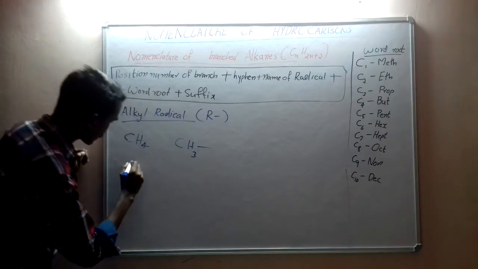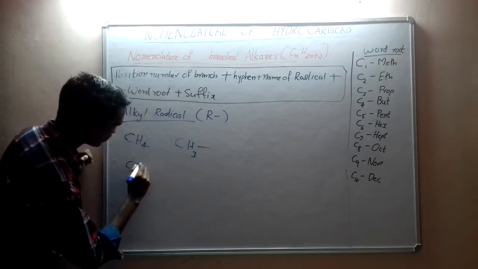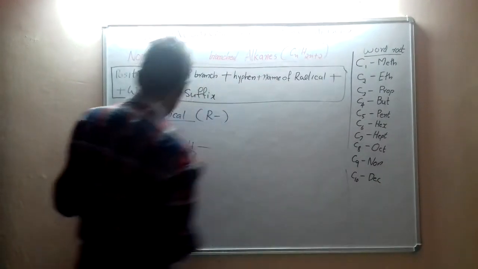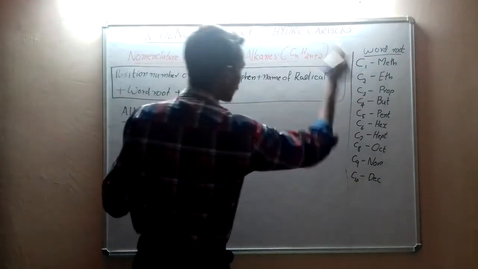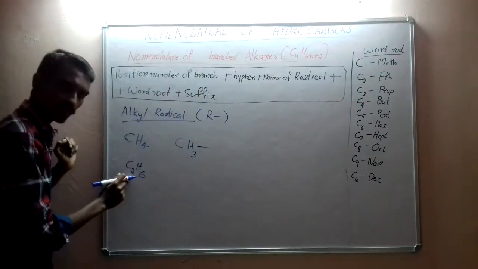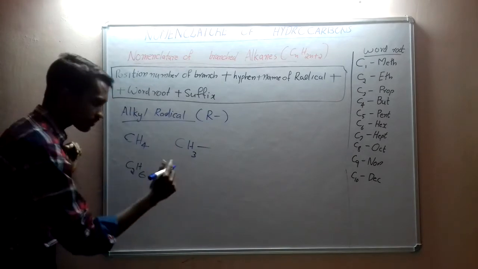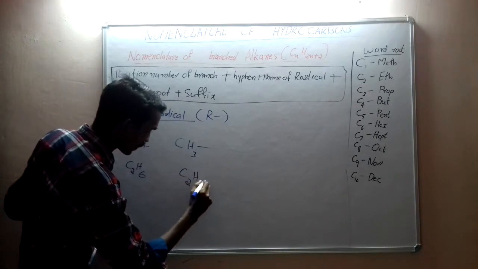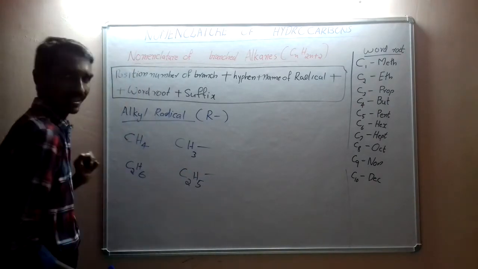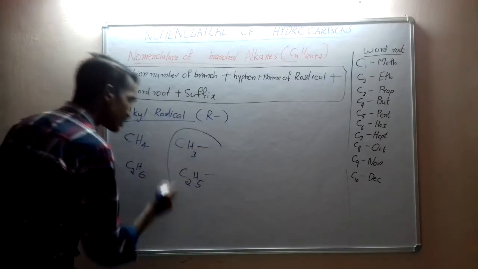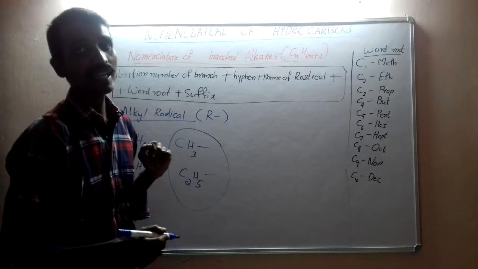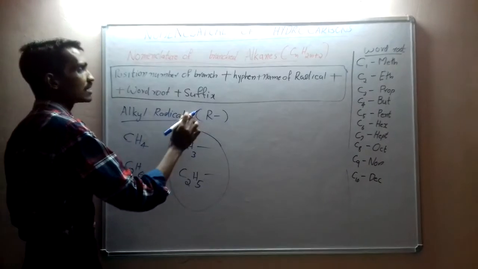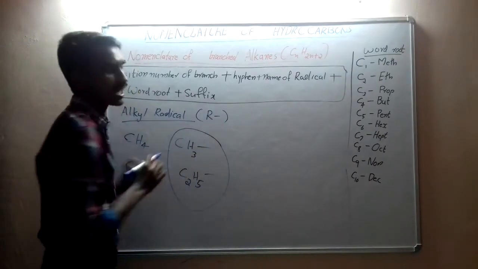Okay, likewise C2H, 2 into 2, 4 plus 2 is equal to 6. Okay, this is ethane. So in the case of ethane, one hydrogen is replaced, C2H5 and a hyphen is there. Okay, so these things are called alkyl radicals. It's generally notated as capital letter R and a hyphen.